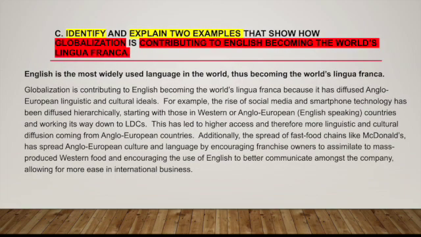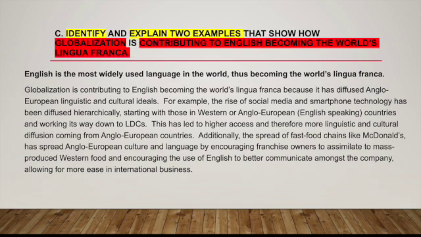C. Identify and explain two examples that show how globalization is contributing to English becoming the world's lingua franca. So as you can see, we're identifying, so we got one sentence there, and we're explaining. So explain can mean usually 2 to 3 sentences. And we're explaining 2 examples, so the graders want to see 2 examples.